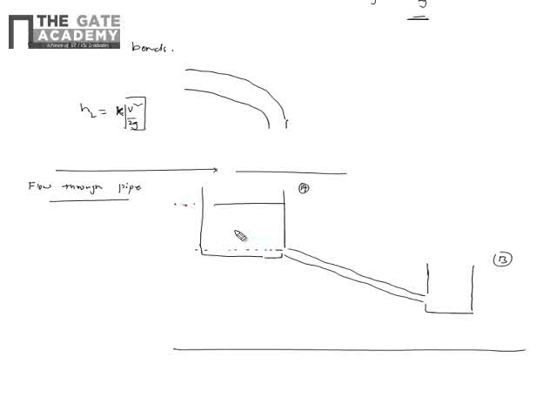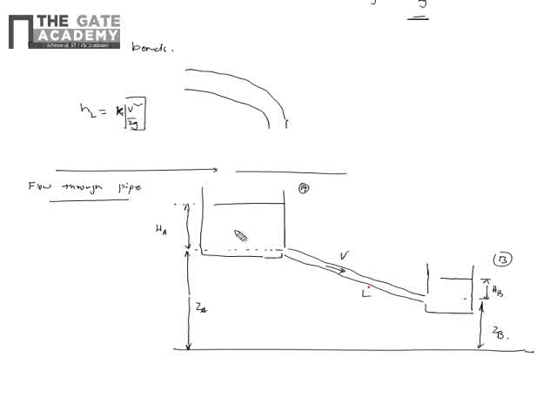So this height, let's say given, is HA, the height of the water in the tank, and this is your ZA. So HA plus ZA is the total height from the ground level. And here, let's say the water level is up to here. So this height is HB and this height is ZB. And let's say the velocity of the flow in the pipe is V and the length of the pipe is L.